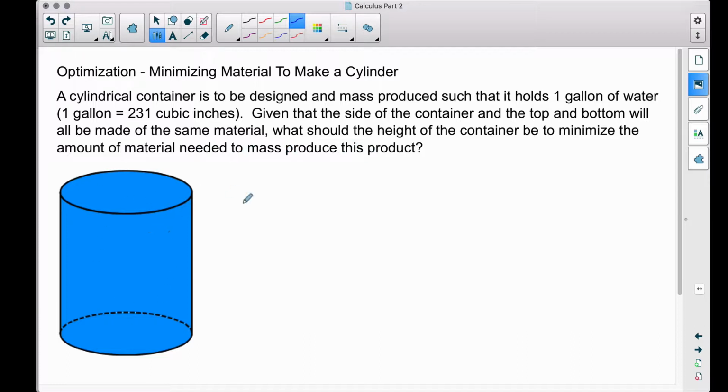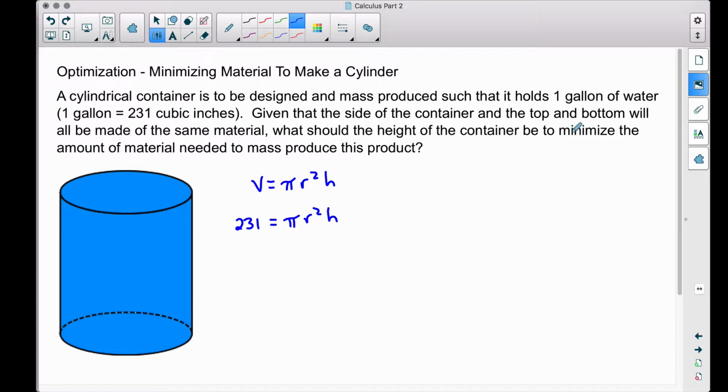We have a cylinder here. The volume of a cylinder is pi r squared h. But then we also want to do something with minimizing the amount of material needed. Volume, we're not going to minimize volume. We know exactly what volume we need. We need 231 cubic inches. So therefore we have 231 is equal to pi r squared h. When we start working with the radius and the height in this problem, the radius and height will both be in inches as well since our volume is in cubic inches.